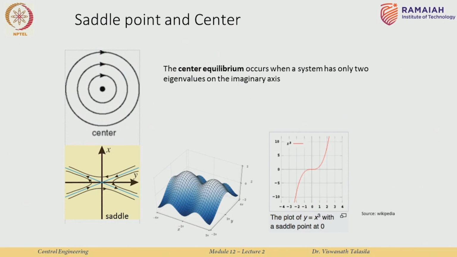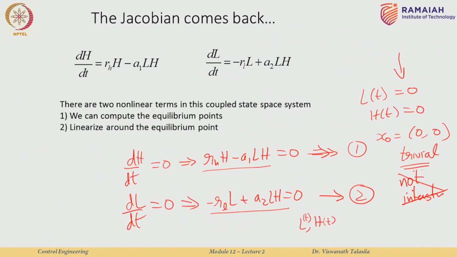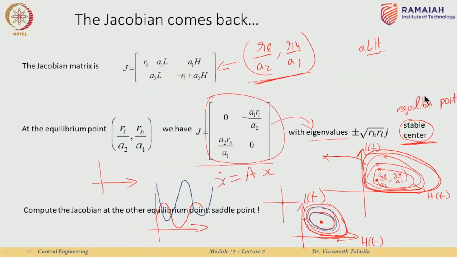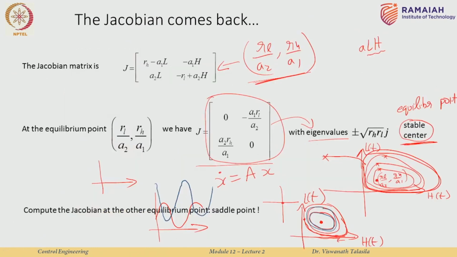Now we talked of the center. It turns out the other equilibrium point, which we did not consider, which was a trivial one, where L is equal to 0 and H is equal to 0, has a specific mathematical property that is called the saddle. We will not really go into those things. We are more interested in this equilibrium point, which actually has some physical meaning.